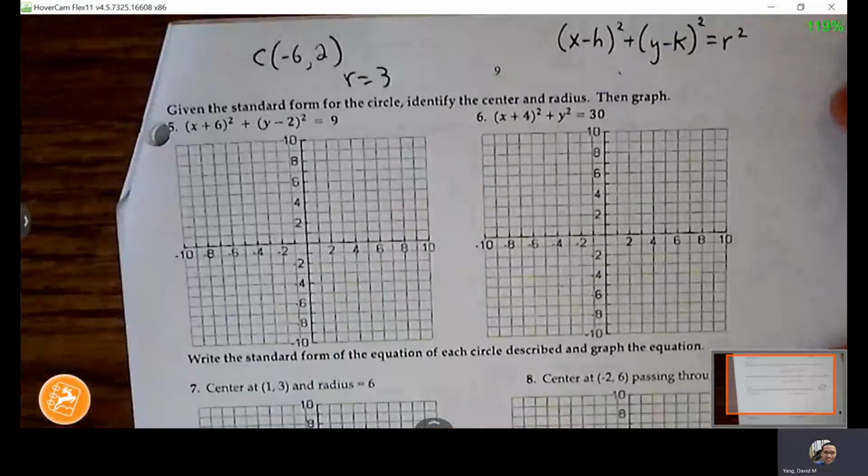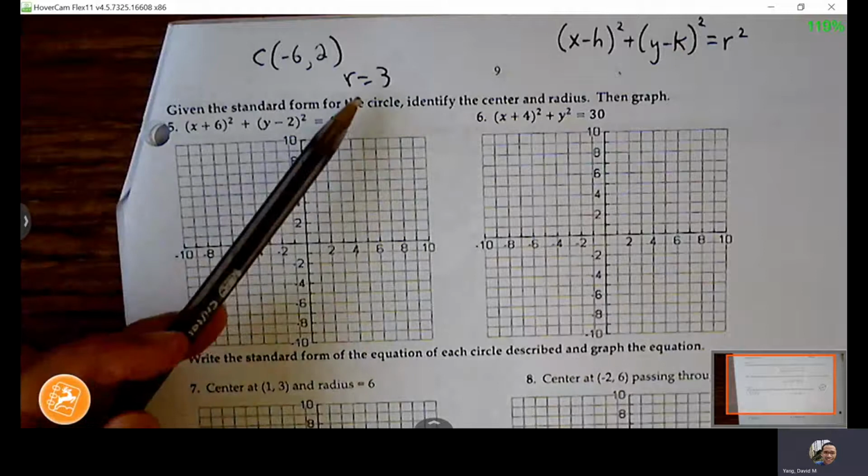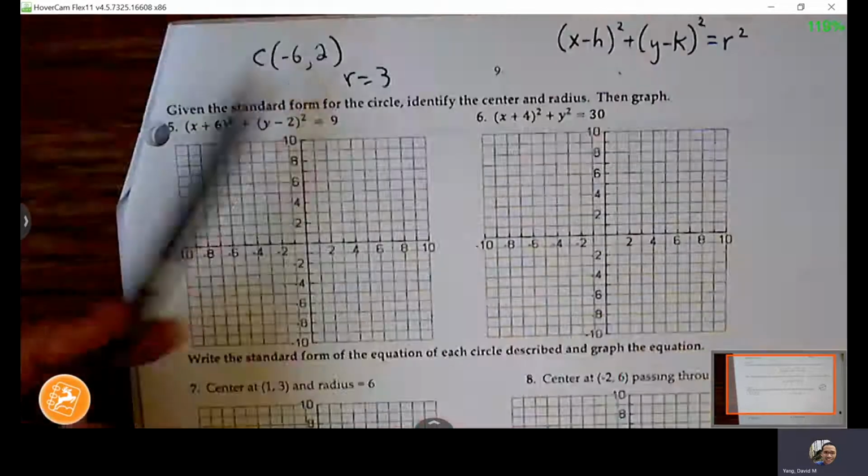Okay, so we're going to practice sketching the circle onto our graph. You're going to start off with your center, negative 6, 2.